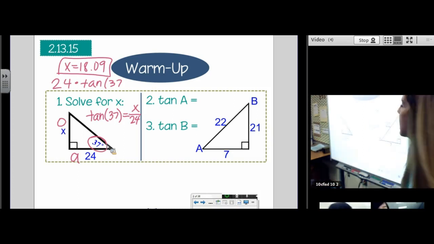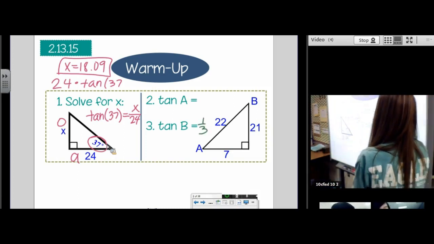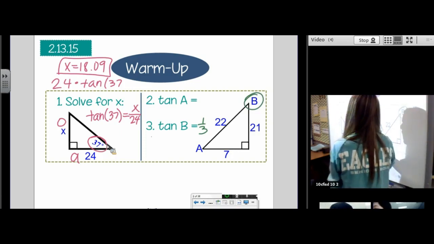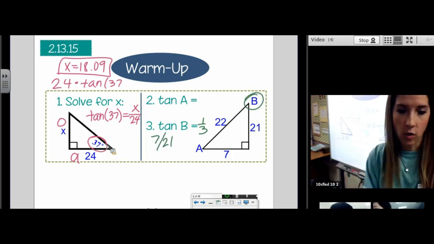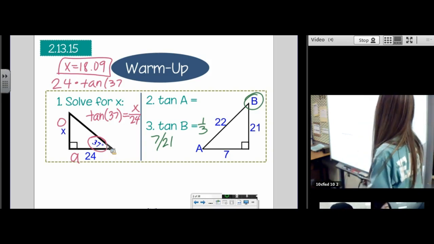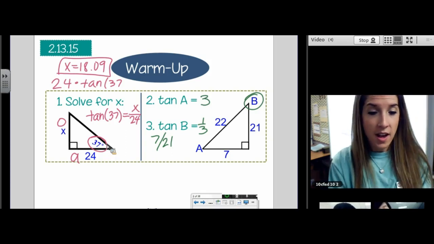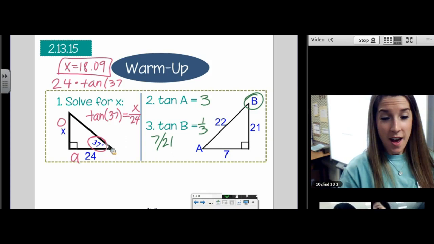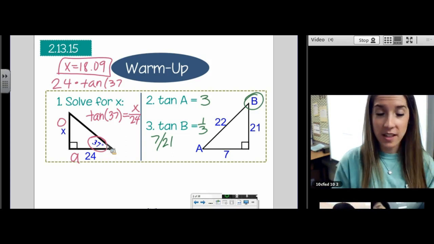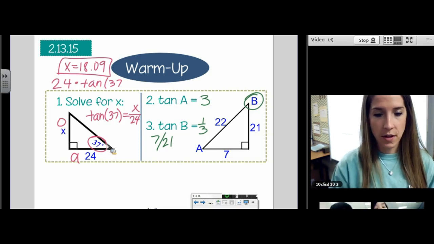Very good, Dustin. The tangent of B is 1/3. We take B and we do opposite divided by adjacent, and then we reduce accordingly. What about you, Lars? Okay, Lars. The answer to number 2 is 3. It's the reciprocal of 1/3. I was talking about how we're not solving for A, we're not solving for B. I just want to know the tangent of A. I want to know the tangent of B.